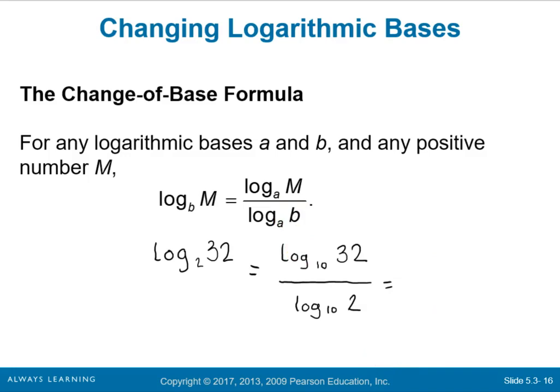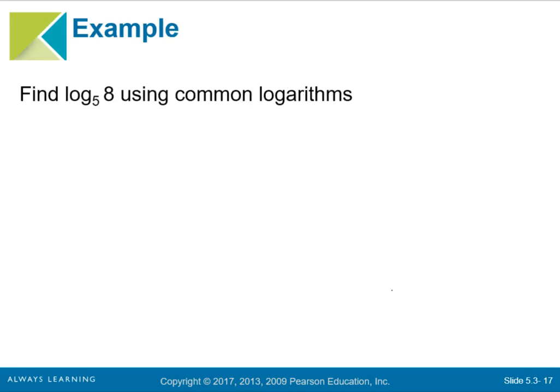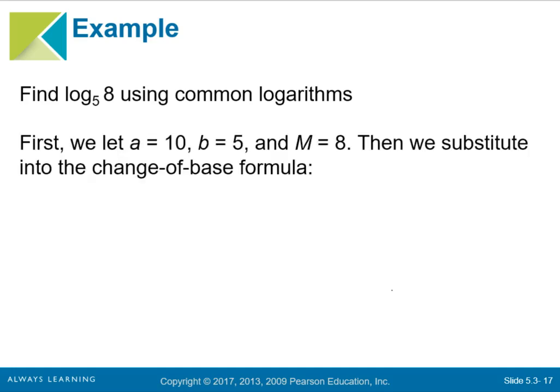Let's go ahead and take a look at the next page. In this case, we're going to have log base 5, and we're going to find 8. We're going to solve that using one of our two types of logs that we have on the calculator. This is going to give us our setup. We're going to use a log base 10. We have right now a log base 5, and our number is the 8. We're going to substitute this all into our change of base formula.